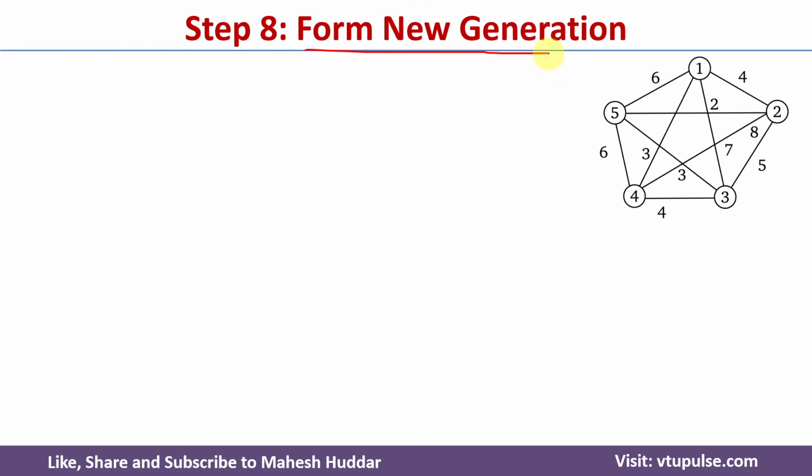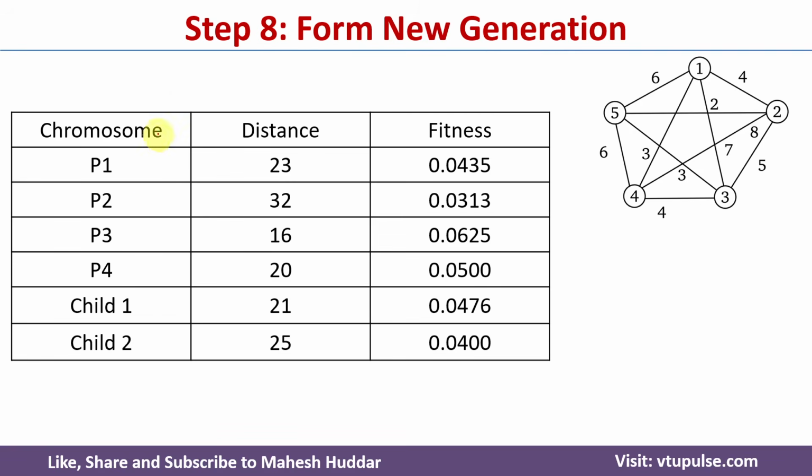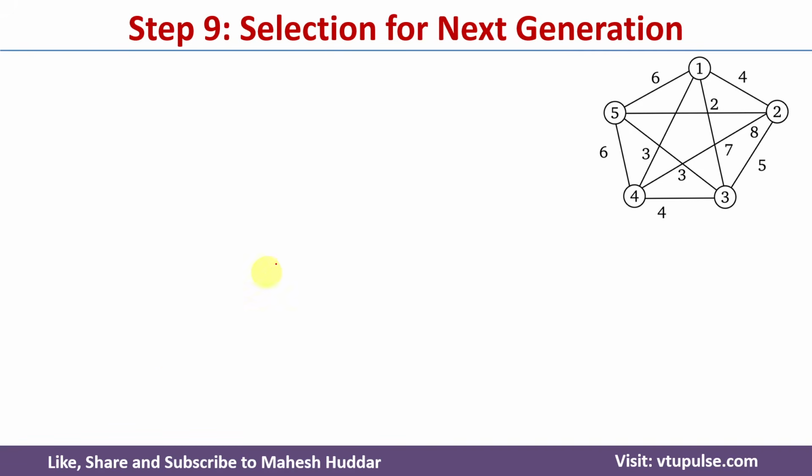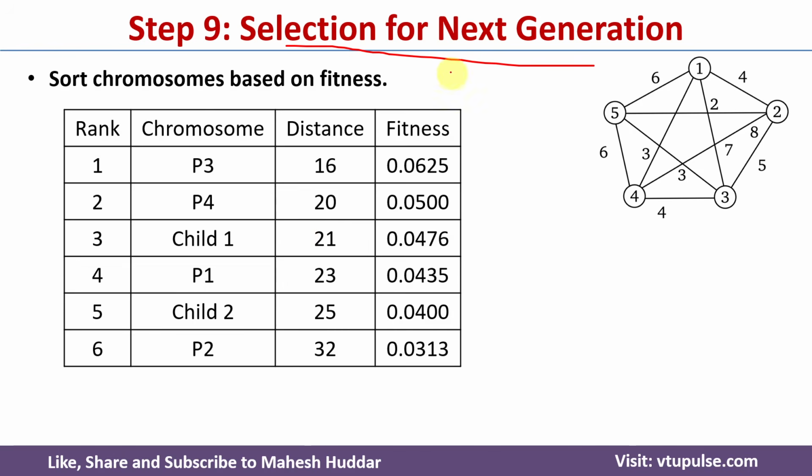After that, we need to form a new generation. Previously, we had 4 chromosomes: P1, P2, P3 and P4. By adding the offspring, we get 6 chromosomes, as child 1 and child 2 are included. To select the chromosomes for the next generation, we arrange the table in such a way that we can select the 4 best chromosomes. The best chromosomes are selected based on fitness. The chromosome with the higher fitness value will be selected for the next generation. So I have written this table in decreasing order of fitness value.